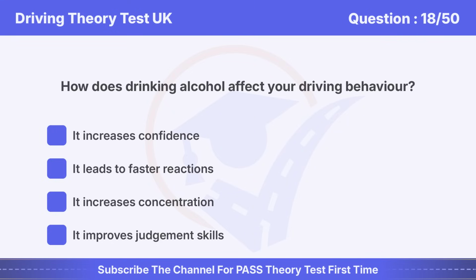Question 18. How does drinking alcohol affect your driving behavior? Option A. It increases confidence. B. It leads to faster reactions. C. It increases concentration. D. It improves judgment skills.